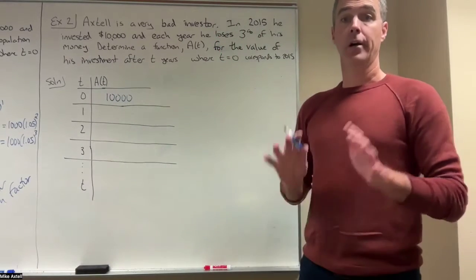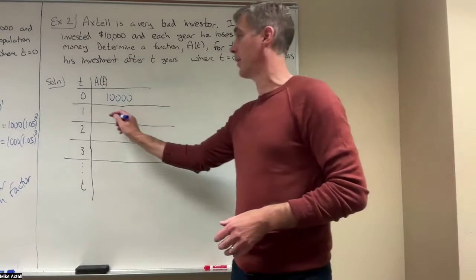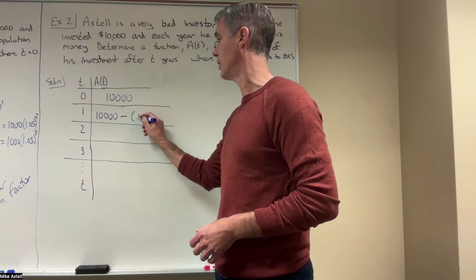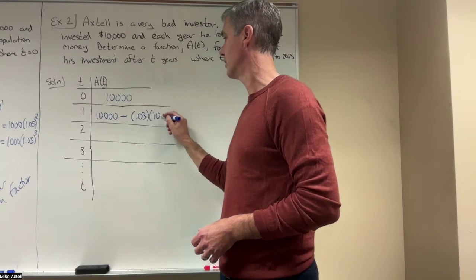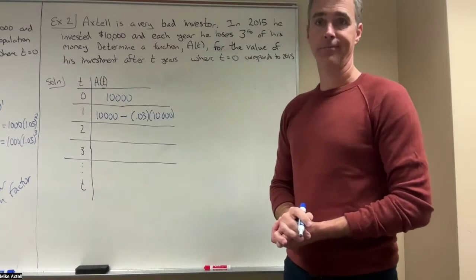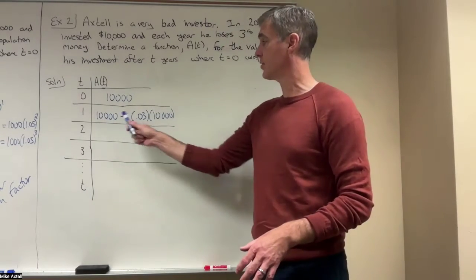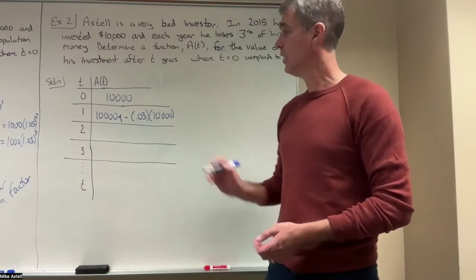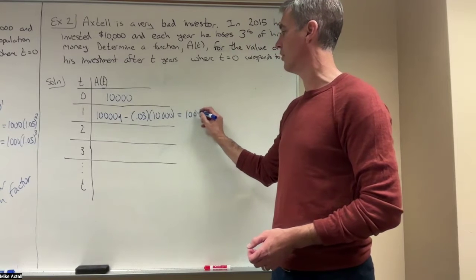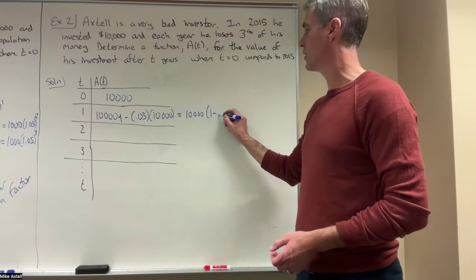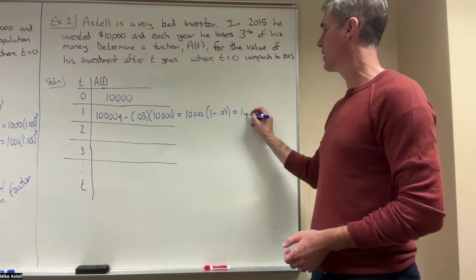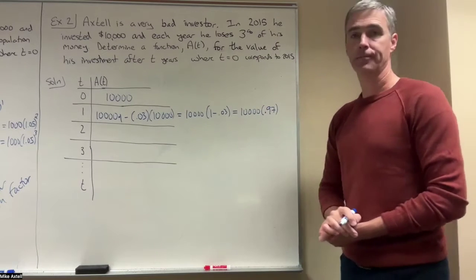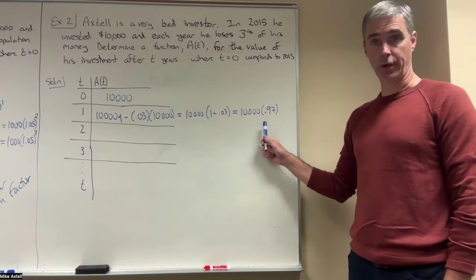One year later, I lost 3%. So I had $10,000 and I subtract 0.03 times 10,000. I'm going to play the same game. I see a 10,000 common to both terms, and I could imagine a times 1 in there. So I can factor out a 10,000 that would have 1 minus 0.03, or in other words, 10,000 times 0.97. So that's what my investment is worth after 1 year.